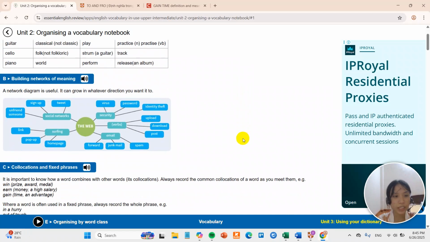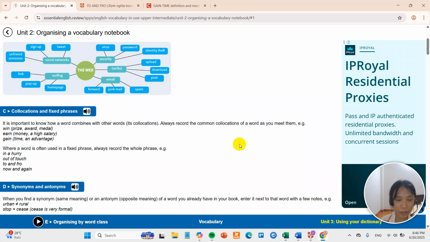B. Building networks of meaning. A network diagram is useful. It can grow in whatever direction you want to. The web, social networks, tweet, sign up, unfriend someone. Security, virus, password, identity theft. Surfing, link, pop-up, homepage. Verbs: upload, download, post. Email, forward, junk mail, spam.